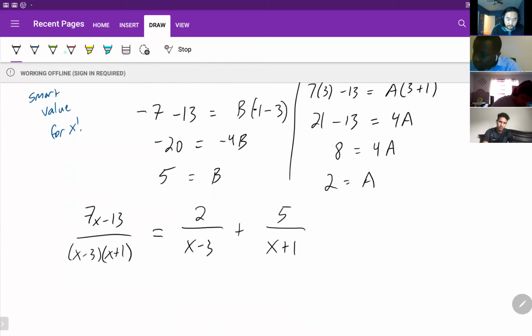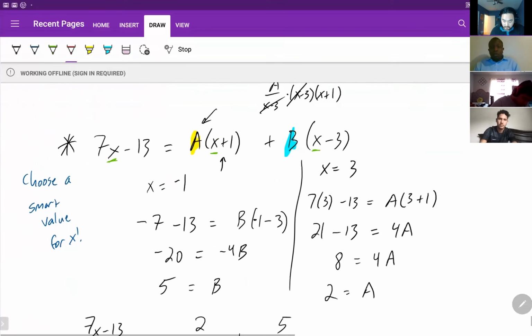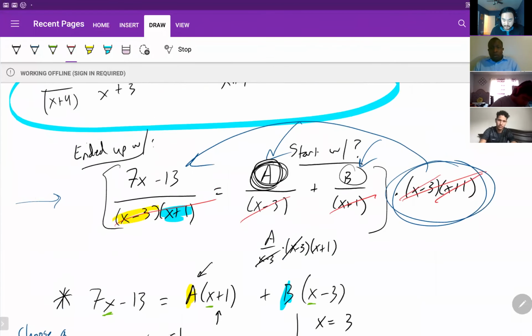One really big pitfall that a lot of people end up messing up a little bit when it comes to partial fractions is actually a really small piece: the initial A and B. I usually get this question: John, does it matter if I do A over x minus 3 plus B over x plus 1 versus A over x plus 1 plus B over x minus 3? Does the order matter?